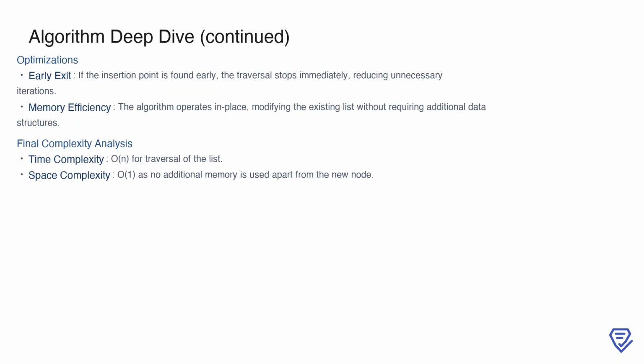Finally, let's consider a couple of optimizations and the overall complexity of the algorithm. One useful optimization is implementing an early exit during traversal. If the correct insertion point is found early, the traversal stops immediately, avoiding unnecessary iterations. Additionally, the algorithm is memory efficient since it operates in place, modifying the existing list without requiring additional data structures. As for complexity, the time complexity remains O(n) due to the traversal of the list, while the space complexity is O(1) because no extra memory is used other than the new node. These characteristics make the algorithm both efficient and practical for inserting values into a sorted circular linked list.